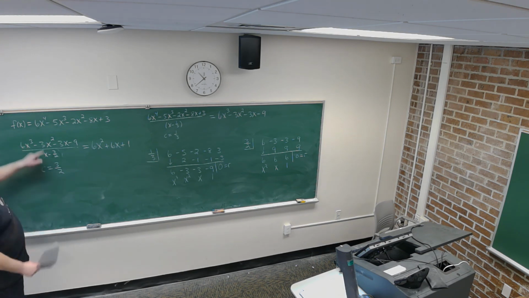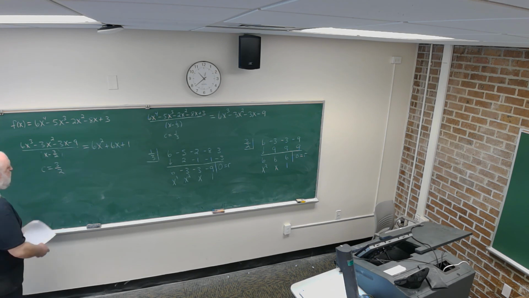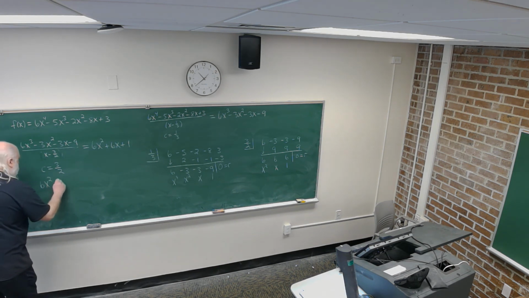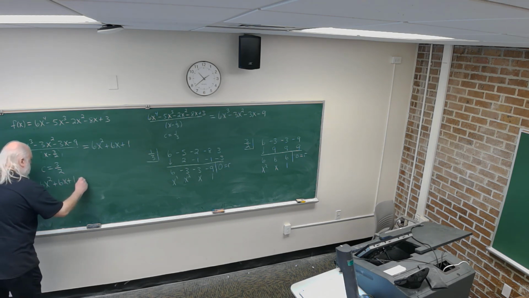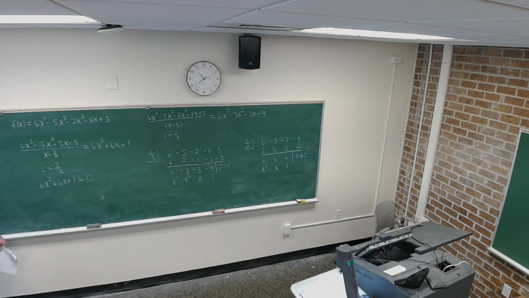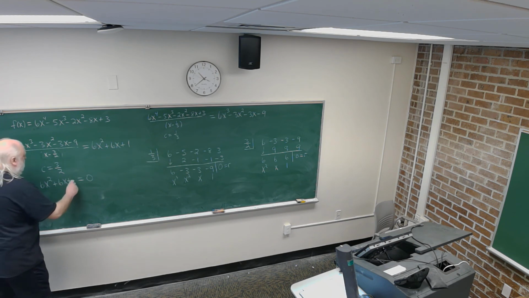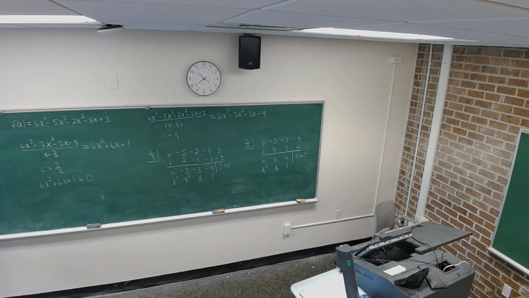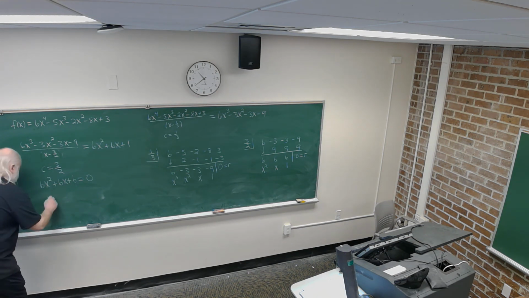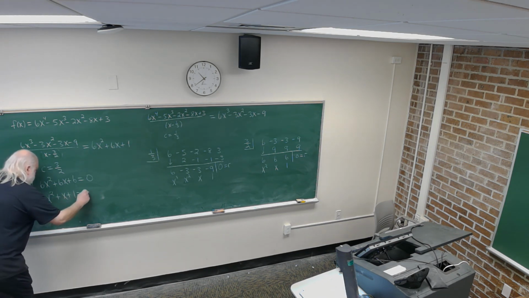So to get the last two zeros now, we've got to set 6x squared plus 6x plus 6 equal to 0 and solve for x. Oops, that shouldn't be plus 1, that should be plus 6. And since each of those coefficients is 6, you can factor out a 6 or divide both sides by 6 and solve the equation x squared plus x plus 1 is equal to 0.